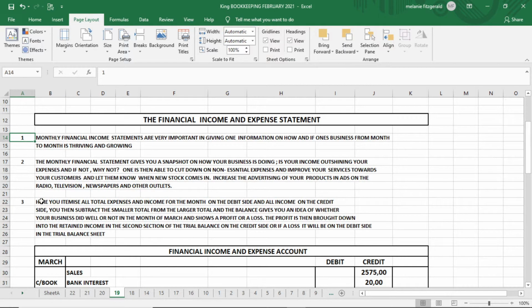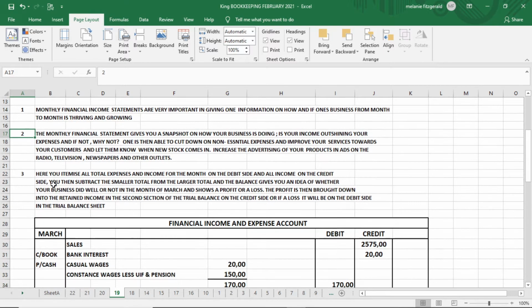The financial income and expense statement. Number one, monthly financial income statements are very important in giving one information on how and if one's business from month to month is thriving and growing. Number two, the monthly financial statement gives you a snapshot on how your business is doing. Is your income outshining your expenses? And if not, why not?